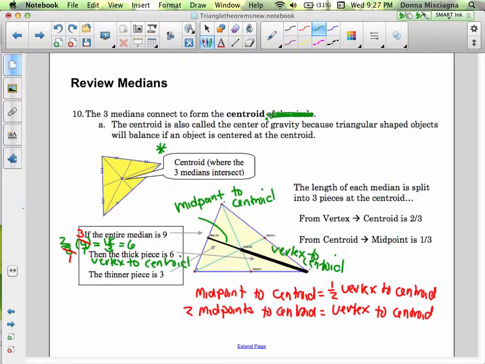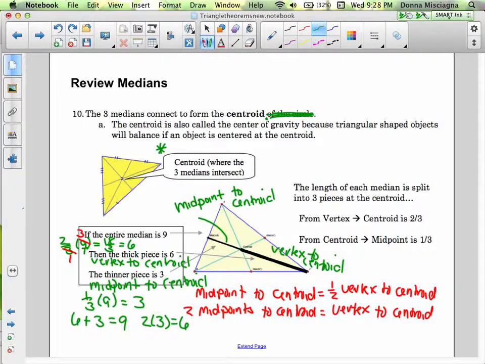The thinner piece is the midpoint to the centroid. If you take 1/3 times 9, that's the same as dividing 9 by 3, and that's going to be 3. If you add them up, 6 plus 3 equals 9. Notice that 2 times 3 equals 6. So if I were to double the distance from the midpoint to the centroid, I'd have the same length as the vertex to the centroid.